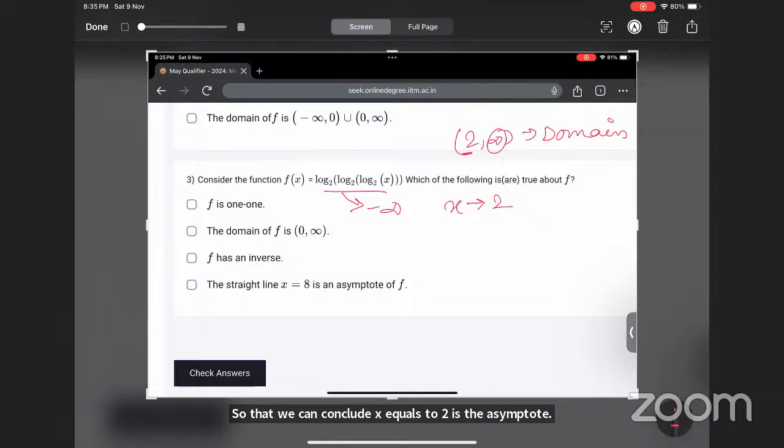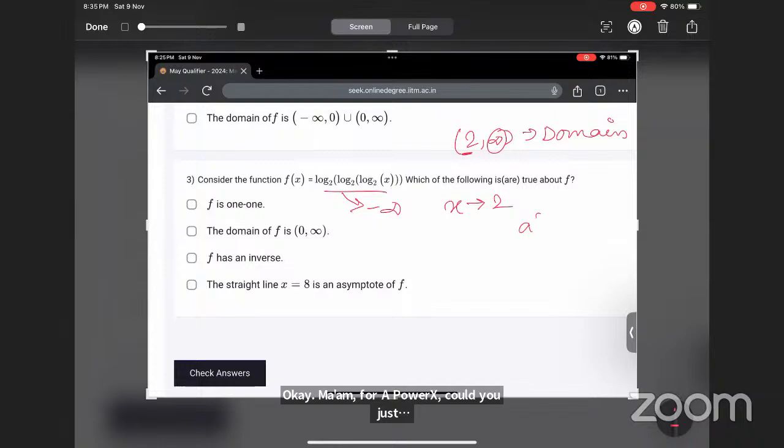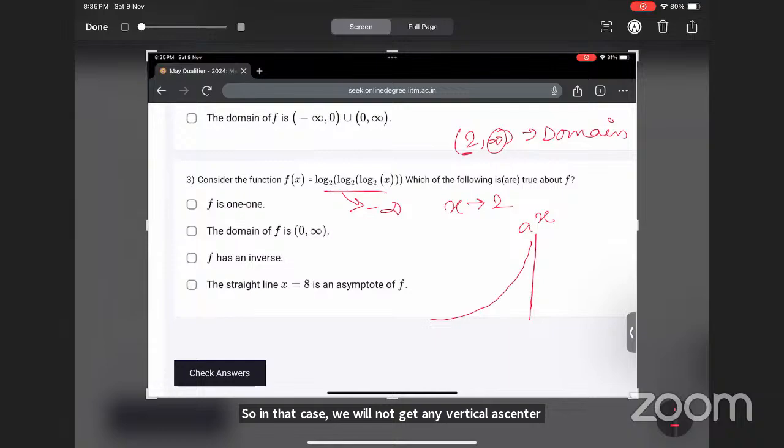Ma'am, if it was not log of 2x but only log x, the asymptote is x equals 0. Yes, correct. Ma'am, for a to the power x, could you just give that hint? If you have a to the power x, you will get something like this diagram. In that case, we will not get any vertical asymptote because it will be tending to infinity along this line, right? But we will get a horizontal asymptote, this line, right?